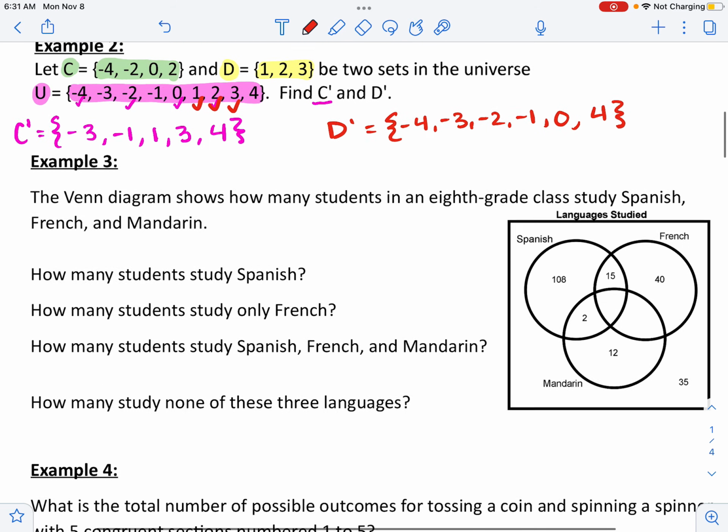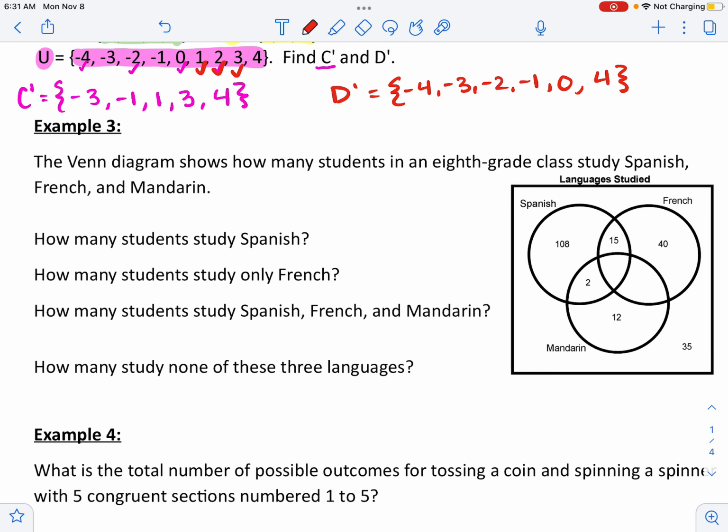We also see sets like this in Venn diagrams as well. So here's a Venn diagram looking at 8th graders that study Spanish, French, and Mandarin. And if you don't know how a Venn diagram works, this circle right here is the Spanish circle. And then this circle right here is the French circle. So everybody in the orange takes French. Everybody in the red takes Spanish.